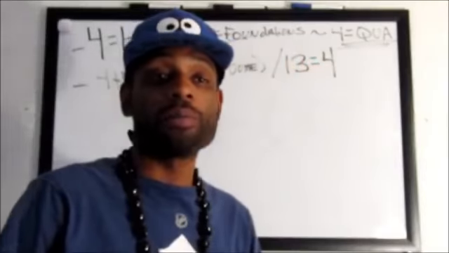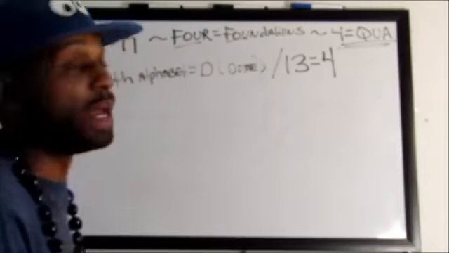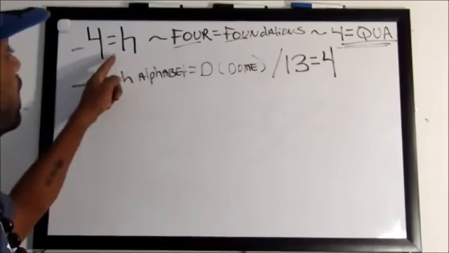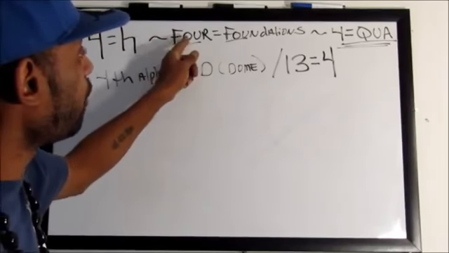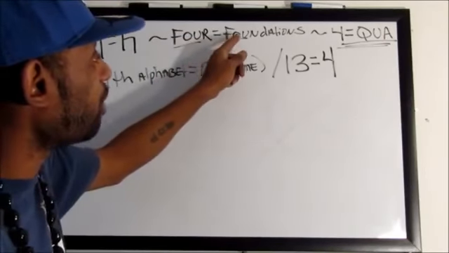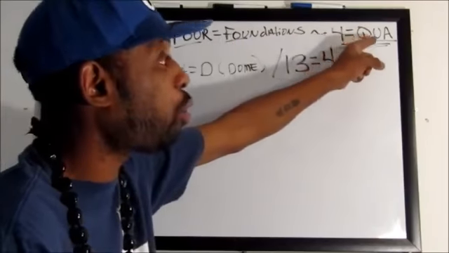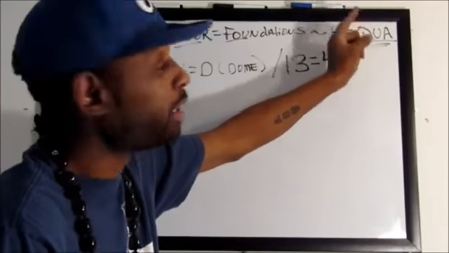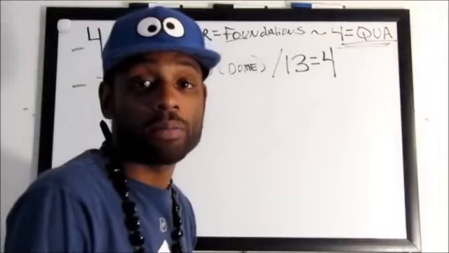The number 4 is also the lowercase h, and I'm going to show you how that works in a minute. You can see the demonstration here. We'll get back to that. Remember, 4, F-O-U, is foundations, F-O-U. Same root, 4 equals qua. Okay? This is a very important one. Remember, 4 is qua.